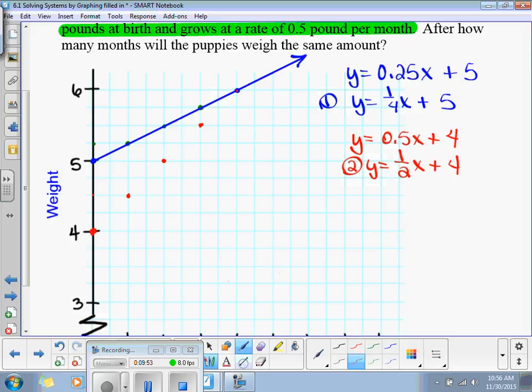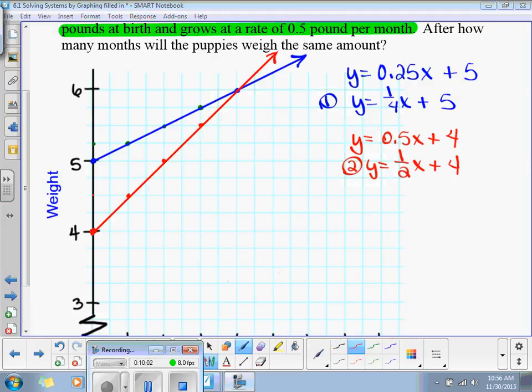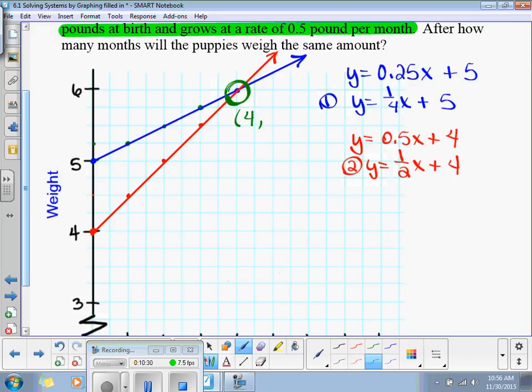And there you can see where the two graphs will intersect. Okay? Where they intersect is where these puppies will weigh the same amount. So they intersect right here. So that's where they're going to weigh the same amount. And how much are they going to weigh? 6 pounds at how many months? At 4 months. Very good. So this is going to be 4, 6. This is at 4 months.